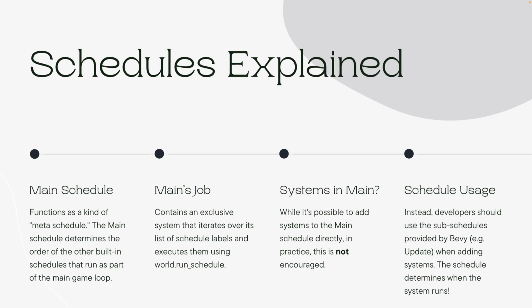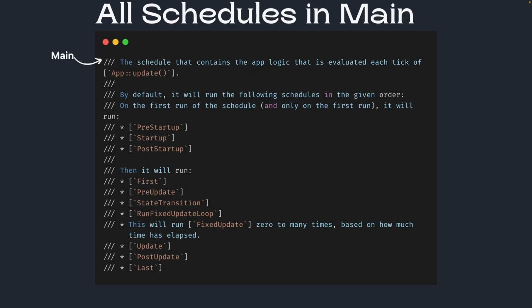The best way to understand how these schedules work is looking at the documentation for the main schedule. You can see that it basically describes the order that everything runs, as well as giving details about what runs every frame and what just runs once at startup. So let's quickly cover this. By default, main is going to run the following schedules in the given order. On the first run, it's going to run pre-startup, startup, and post-startup.